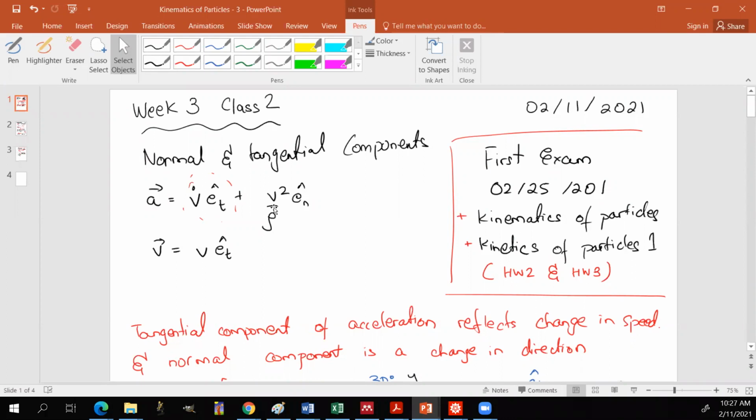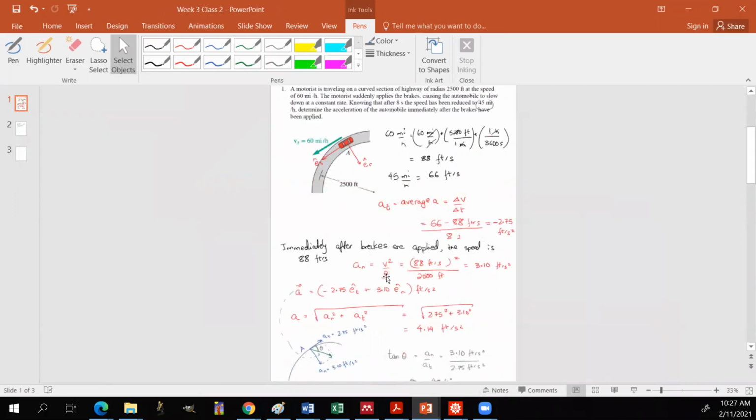Okay, thank you. You have your v squared over rho over here, and then you have this average acceleration term in the tangential direction, which is that v dot term. But we can't find that one exactly because the problem doesn't give us enough information for that. So you find the average one in the tangential direction. Good?